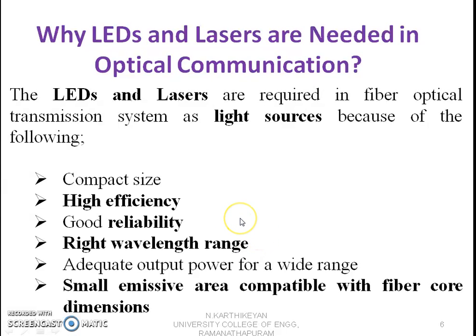For example, LED 850 nanometer or 650 nanometer. So we have to choose. LEDs or lasers can provide the right wavelength range for optical communication, adequate output power over a wide range, and a small emissive area compatible with the fiber core dimension, so that we can reduce the coupling losses.